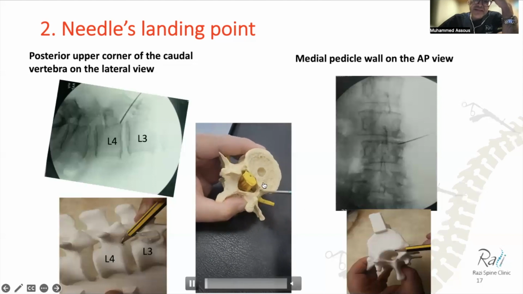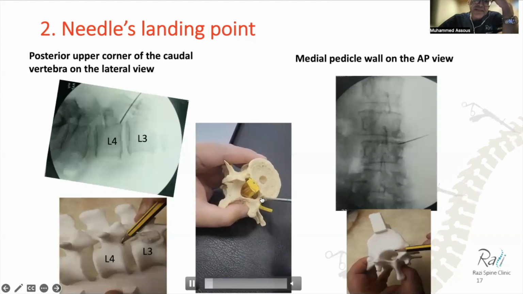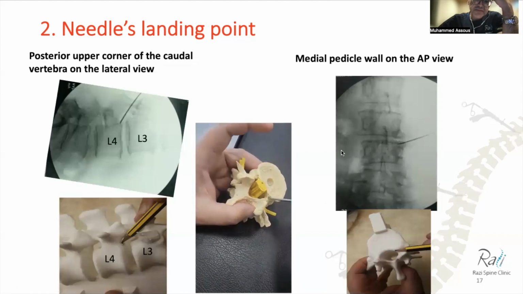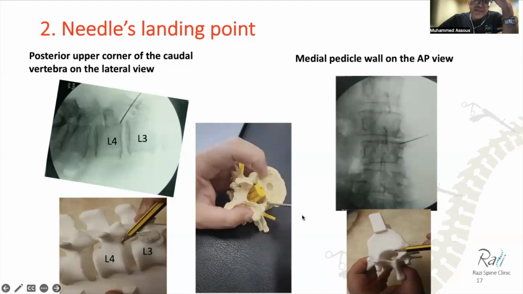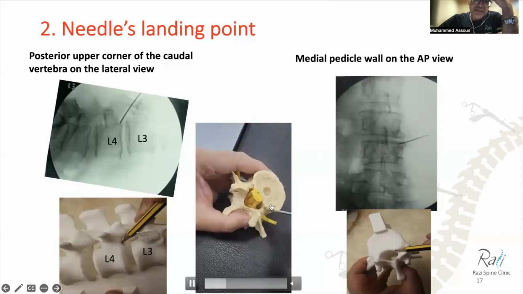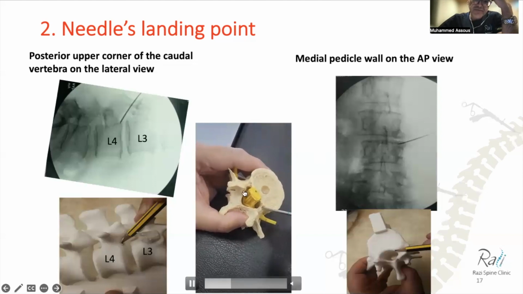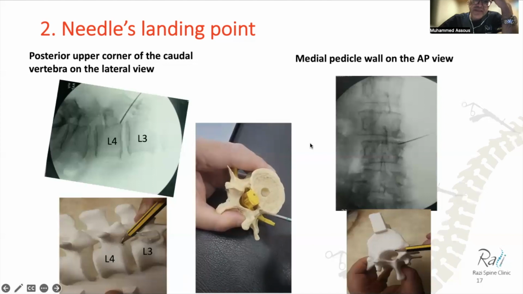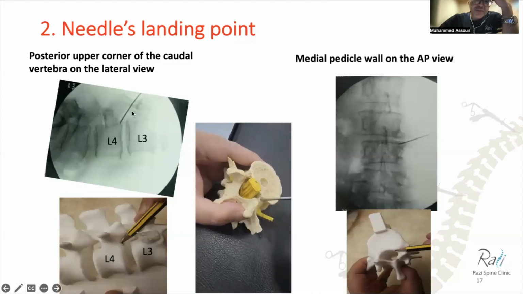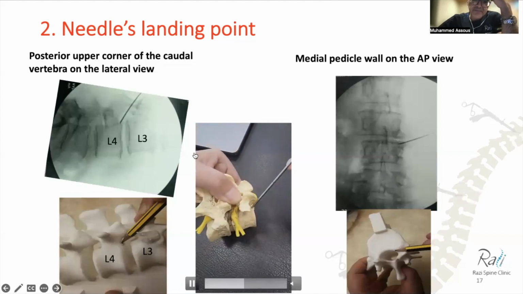So this is my needle landing point on the model here. So medial border of the pedicle. If you imagine I'm going to do a lateral X-ray in that particular example, it will look something like that. And when I do an AP view, it will look something like that. I'm at the medial border of the pedicle on the AP, but I'm at the posterior upper corner of the caudal vertebra on the lateral, as you can see here.